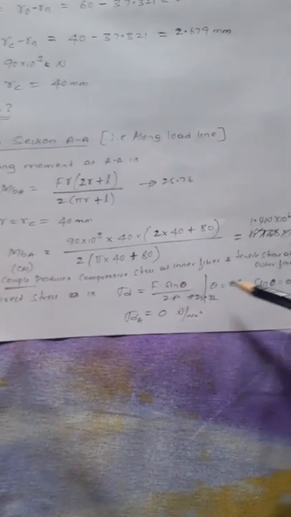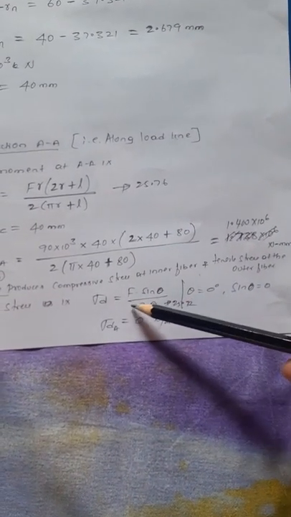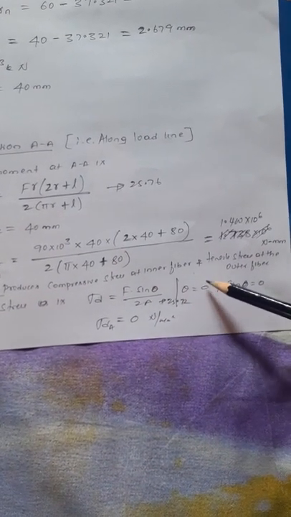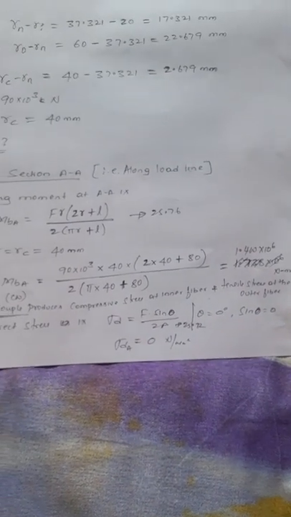But here the direct stress, theta is 0, right? Load line at the theta is 0. This direct stress formula you get from 25.72. Theta is 0, so the direct stress is 0.